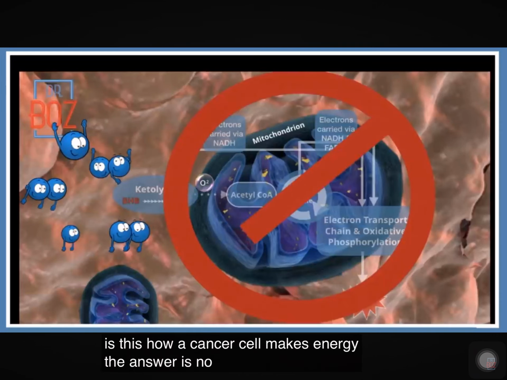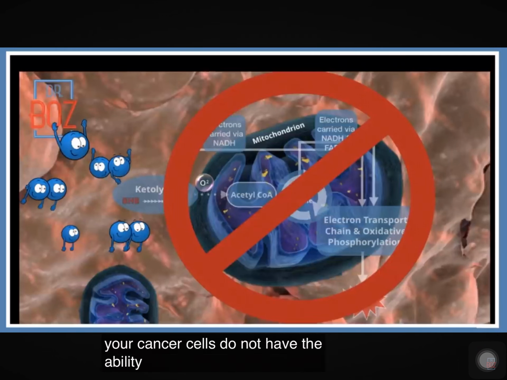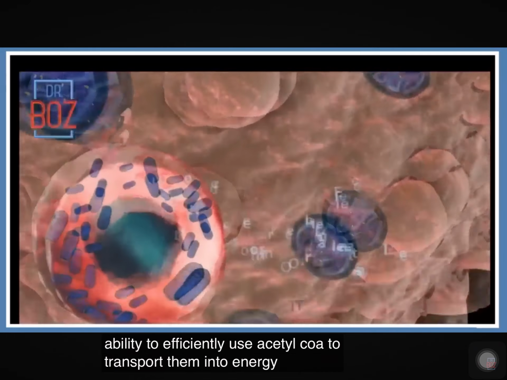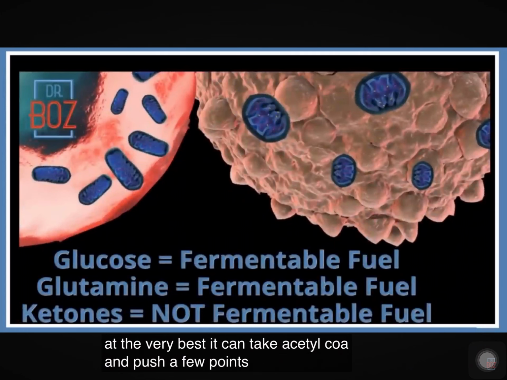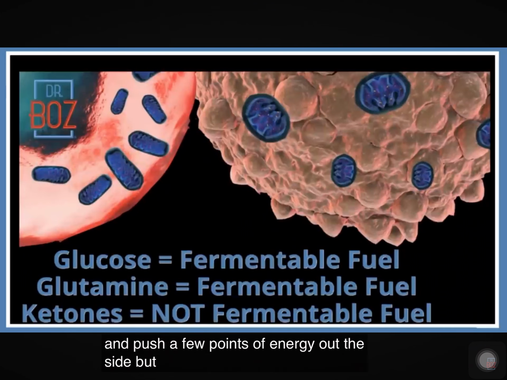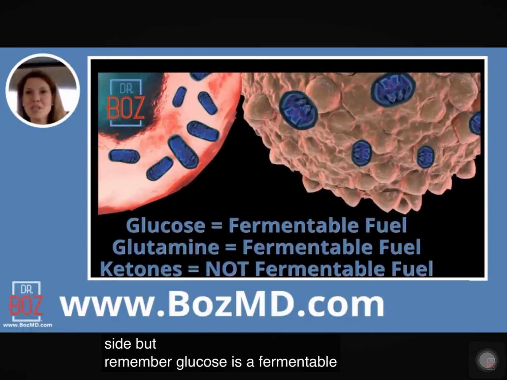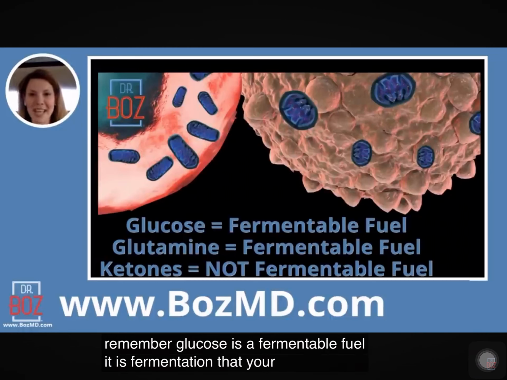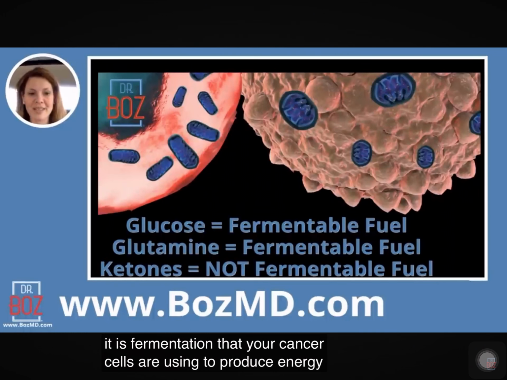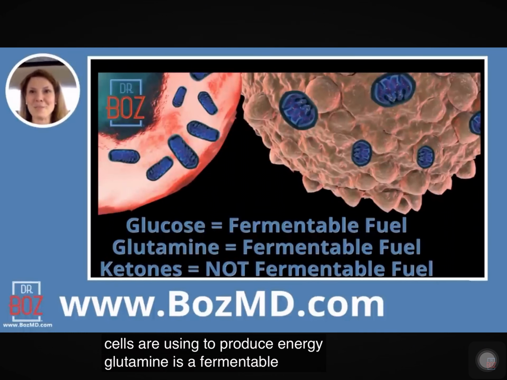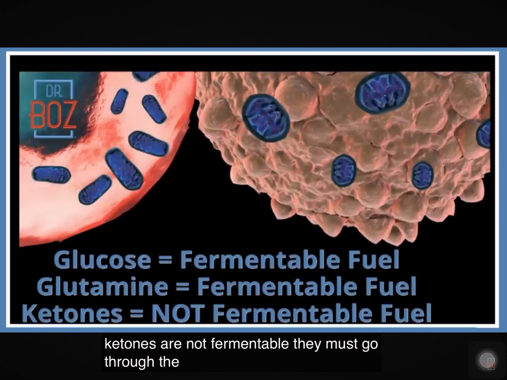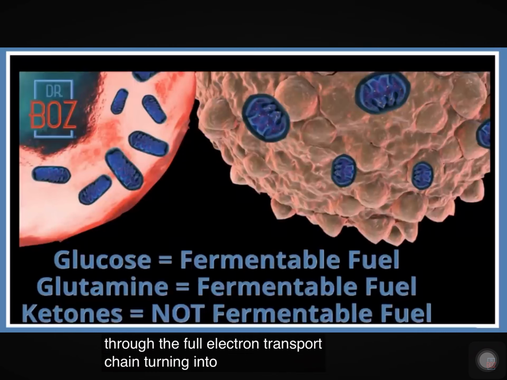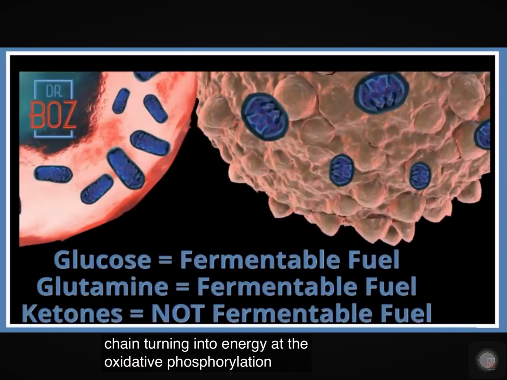The answer is no. Your cancer cells do not have the ability to efficiently use acetyl-CoA to transport them into energy. At the very best, it can take acetyl-CoA and push a few points of energy out the side. But remember, glucose is a fermentable fuel. It is fermentation that your cancer cells are using to produce energy. Glutamine is a fermentable fuel, but ketones are not fermentable. They must go through the full electron transport chain, turning into energy at the oxidative phosphorylation phase.